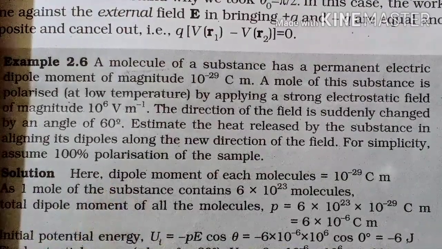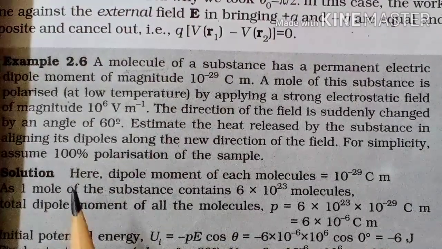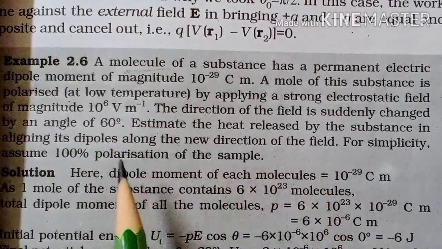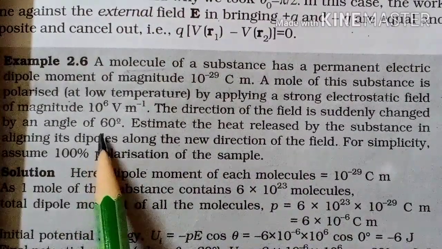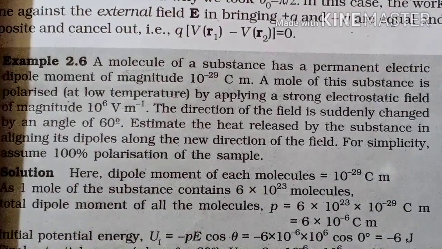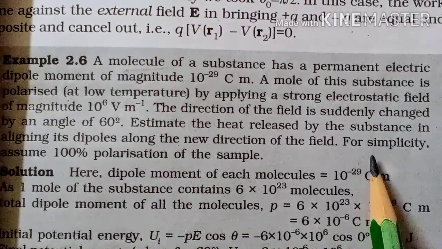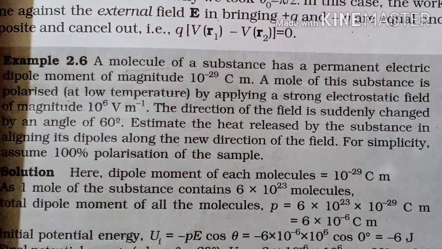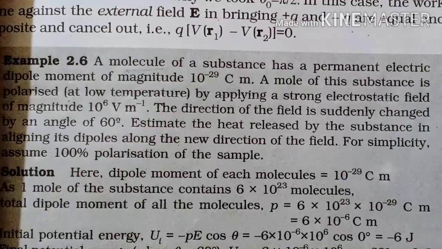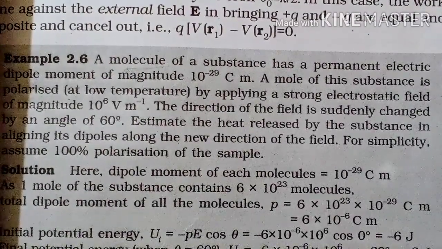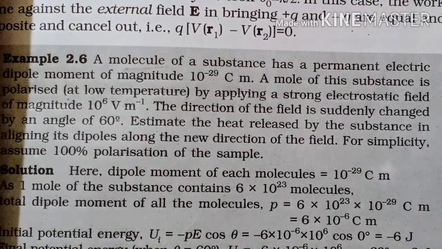Now, what amount of heat is released in aligning dipoles in the direction of the electric field? Because now finally they are making an angle of 60 degree. So when this dipole moves, at that time some amount of heat will be released. For simplicity, assume 100% polarization of the sample. 100% polarization is not possible, but here they have given that we have to consider 100% polarization. It means dipoles of all the molecules align in the direction of the electric field.